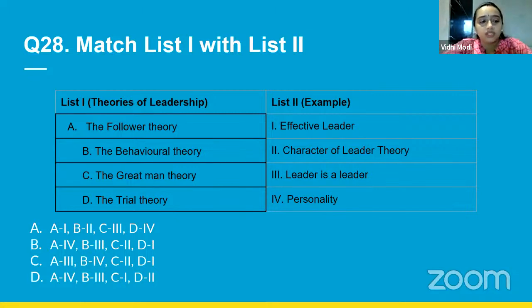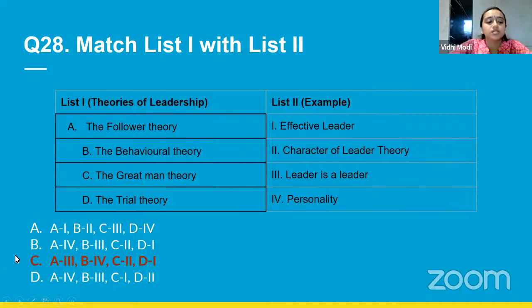Moving ahead, the follower theory talks about the leader being a leader, right? The behavioral theory talks about the personality, right? The great man theory is talking about the character of the leader, and the trait theory talks about the effective leader. Okay? Therefore, the answer would be option C. Okay, A is 3, B is 4, C is 2, D is 1. Okay.